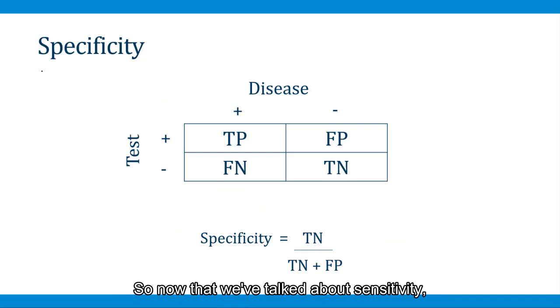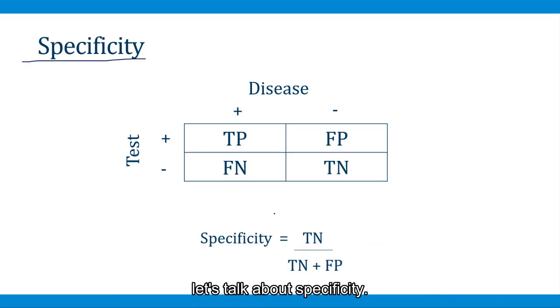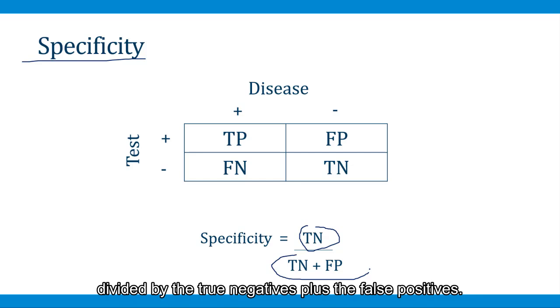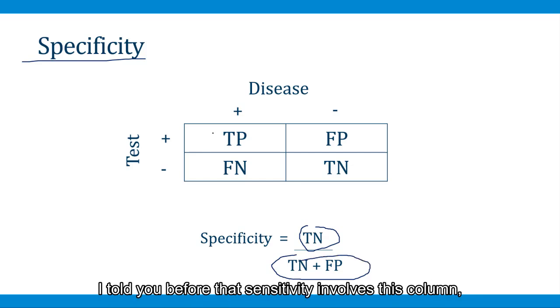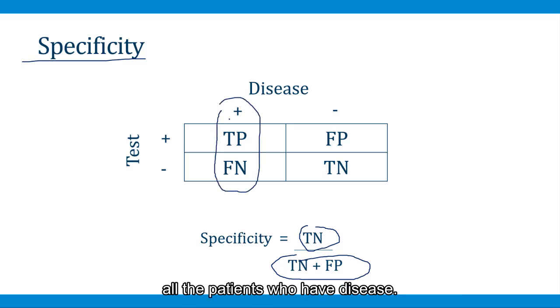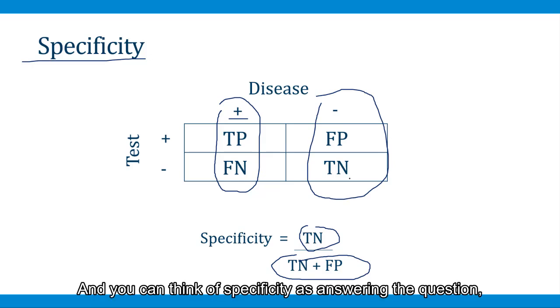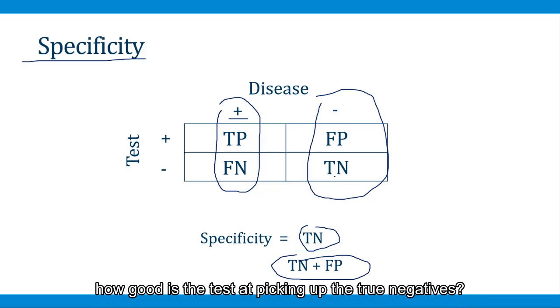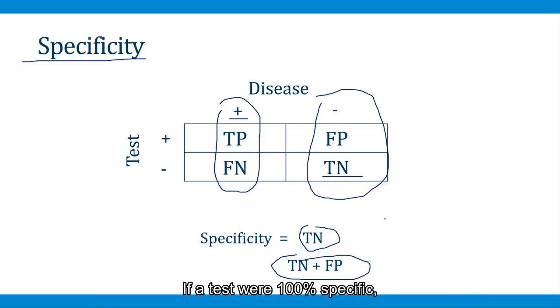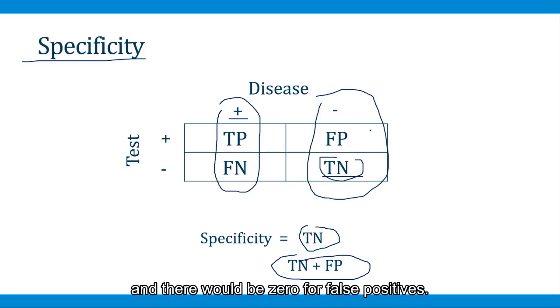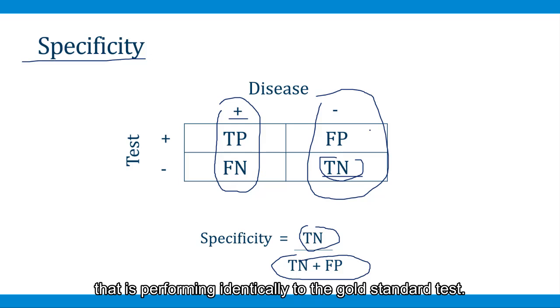So now that we've talked about sensitivity, let's talk about specificity. So specificity is equal to the number of true negatives divided by the true negatives plus the false positives. I told you before that sensitivity involves this column, all the patients who have disease. In contrast, specificity involves this column, it's all the patients without disease. And you can think of specificity as answering the question, how good is the test at picking up the true negatives? If a test were 100% specific, then it would identify all of the true negatives and there would be 0 false positives. This would essentially be a test that is performing identically to the gold standard test.